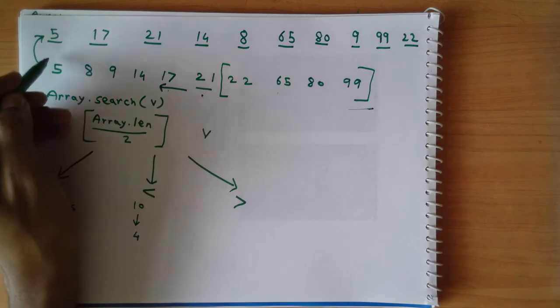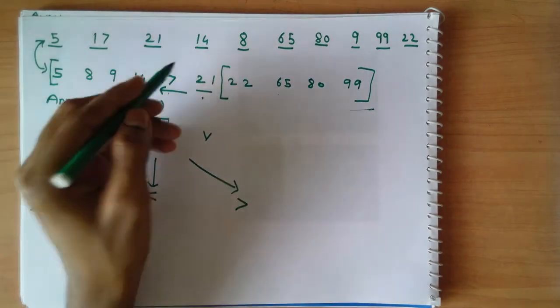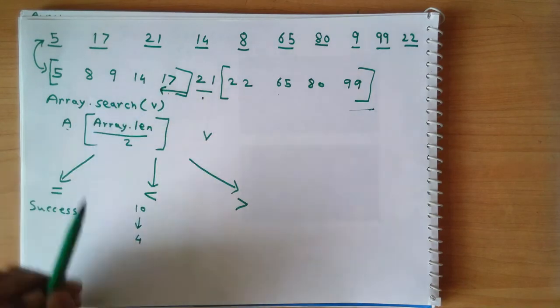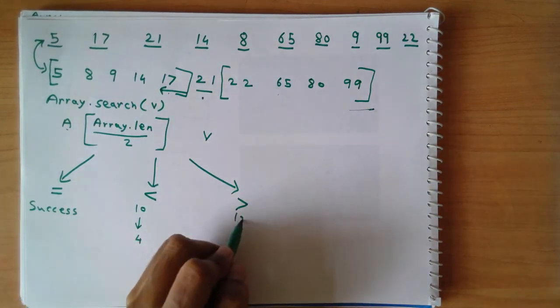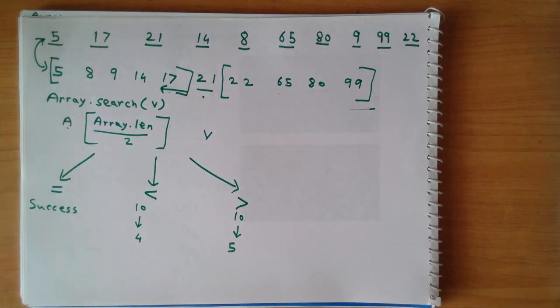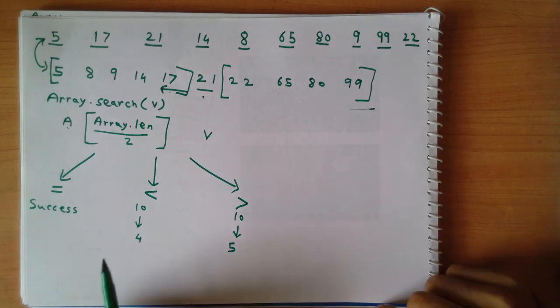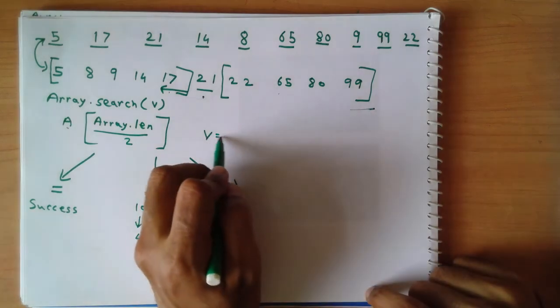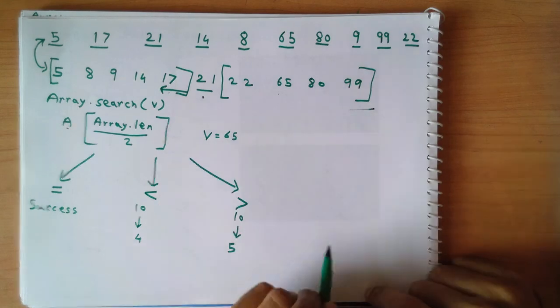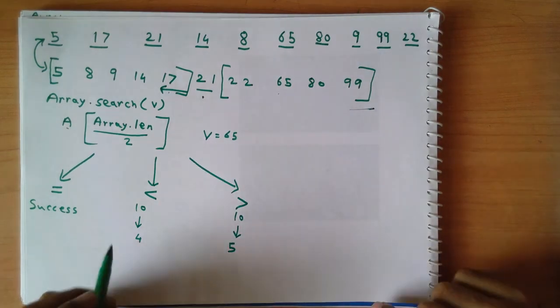So again, now my problem size is effectively reduced to 1, 2, 3, 4 and 5 elements. So from 10, my problem size is reduced to now 5. And the number of operations performed is again a constant number of operations. And then I can go and search there. Okay, so let's say the target value we are searching for is 65. Okay, so that would be this particular branch.